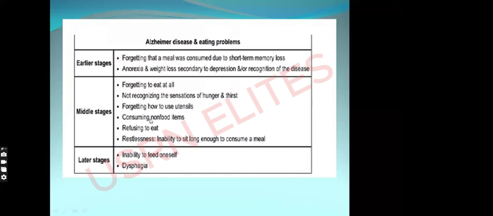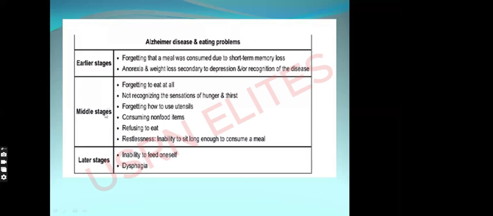So let's go through this one quickly so that we can close for the day. At times, forgetting that a meal was consumed due to short-term memory loss. So they tend to have anorexia, weight loss, secondary to depression and recognition of the disease. Then when it comes to the middle stage, forgetting to eat at all, not recognizing the sensations of hunger and thirst.